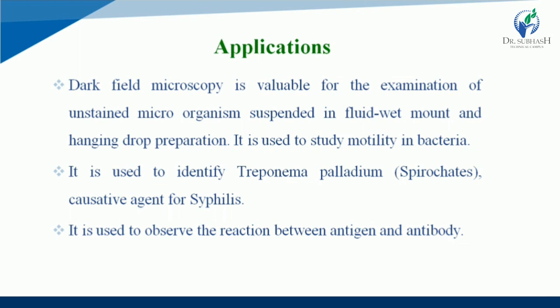Last one is, it is used to study motility in bacteria. So whether bacteria are motile or not, that is also useful. It is used to identify Treponema pallidum species, the causative agent of syphilis. So Treponema produces syphilis, so it is useful to identify syphilis. It is also used to observe the reaction between antigen and antibody.